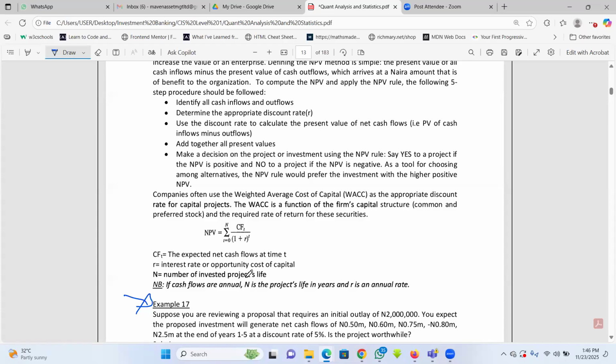So what do we need to do? We need to find the present value of all these future sums that we're expecting. Then we sum it to our initial outflow. If the NPV is a positive value, we accept it. If it is a negative value, we reject the project. So that is just it basically.